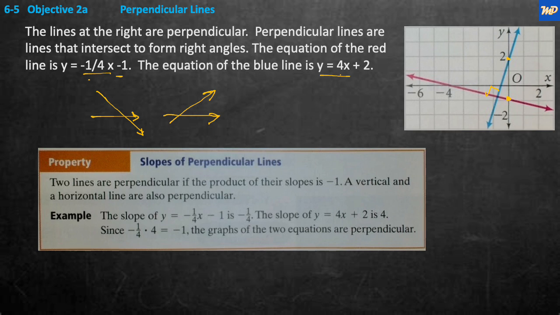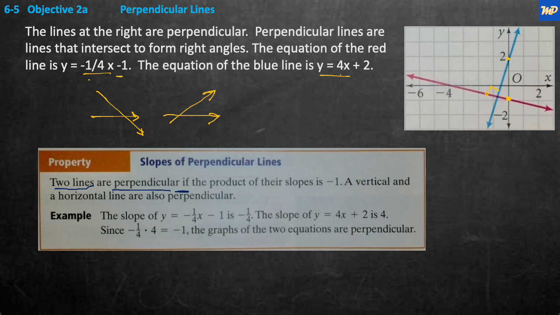Okay, so slopes of perpendicular lines. Two lines are perpendicular. I'm going to change this to a darker blue right here. Two lines are perpendicular if the product of their slopes is -1. A vertical and a horizontal line are also perpendicular. I'm getting ahead of my reading here. The vertical and horizontal lines are also perpendicular.